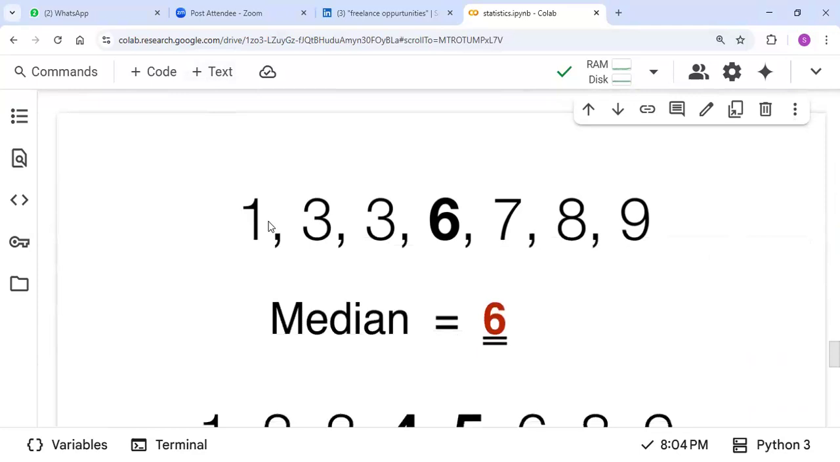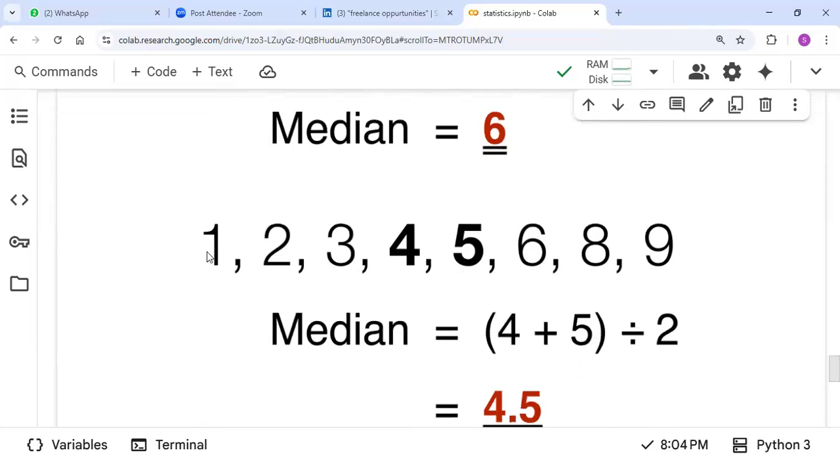If the number of values is odd, like 1, 2, 3, 4, 5, 6, 7, it's an odd number, you have to sort in ascending order. First of all, sorting in ascending order is a mandatory thing when you're trying to calculate the median, and then choose the middle value. The first step is sorting in ascending order. The second step is choosing the middle number if the n value is an odd number.